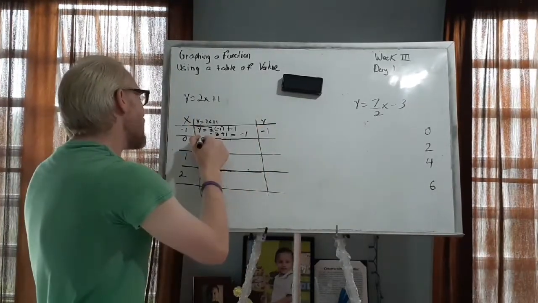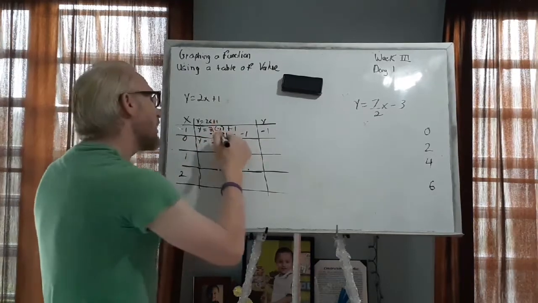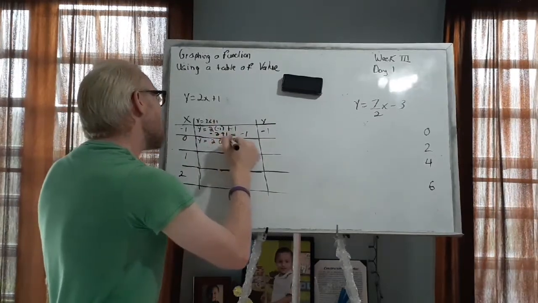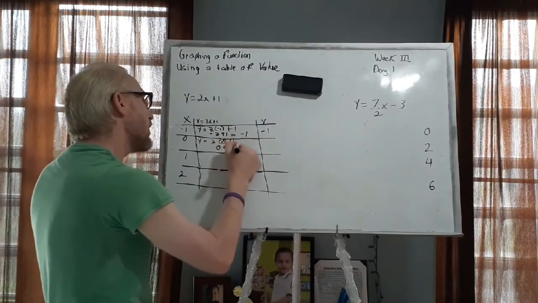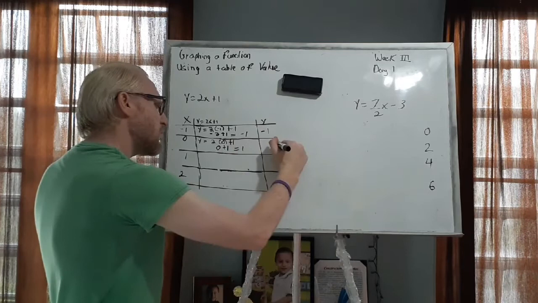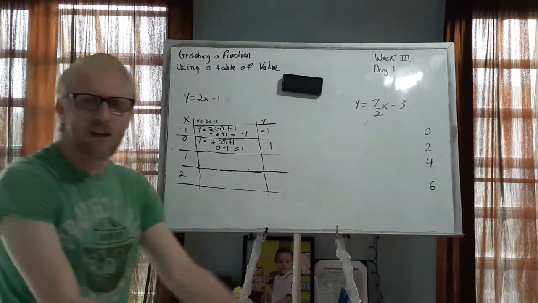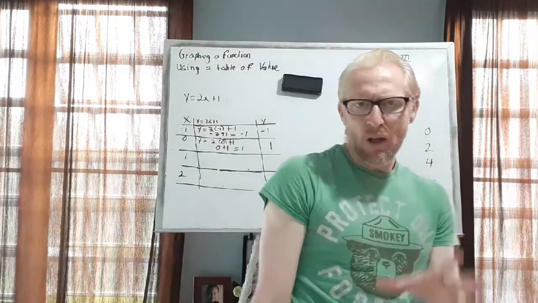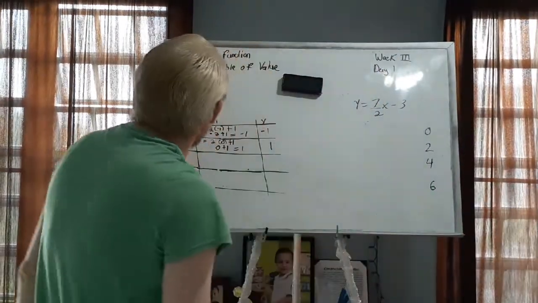I'm going to do the same thing here. Y equals, instead of writing 2x, 2 times 0. So you're going to say 2 times 0 plus 1. 2 times 0 is 0, and 0 plus 1 equals 1. So there's my second ordered pair. Again, I selected these numbers at random. You can do the same when you start doing your practice problems.